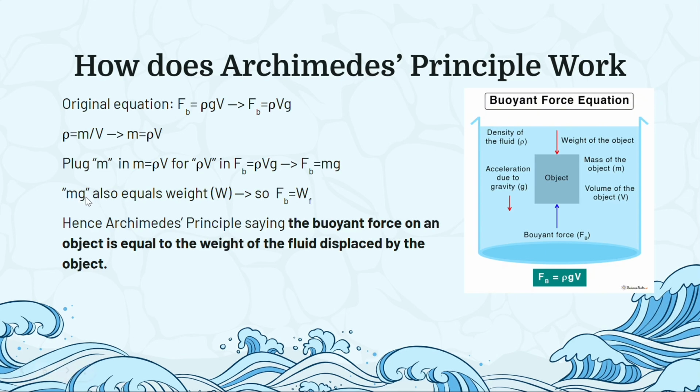mg, or mass times gravitational acceleration, also equals weight. So, the buoyant force is equal to the weight of the displaced fluid and can be rewritten as such. This is why Archimedes' principle says that the buoyant force on an object is equal to the weight of the fluid displaced by the object. Here's another picture.